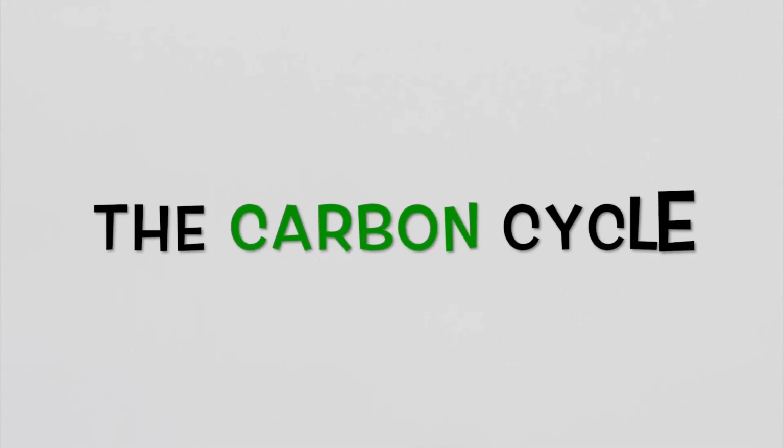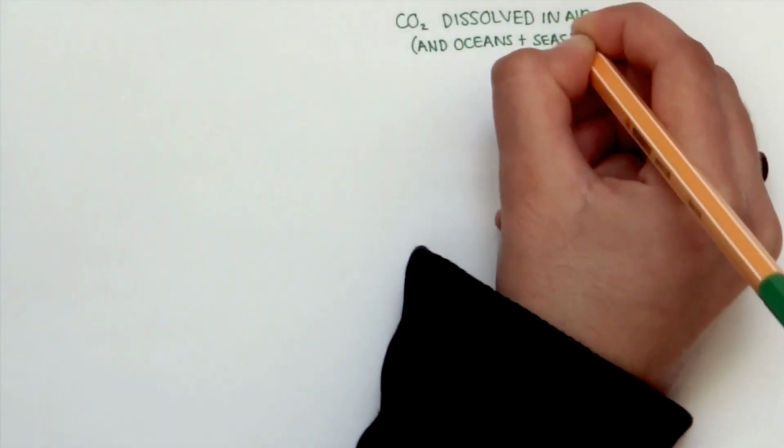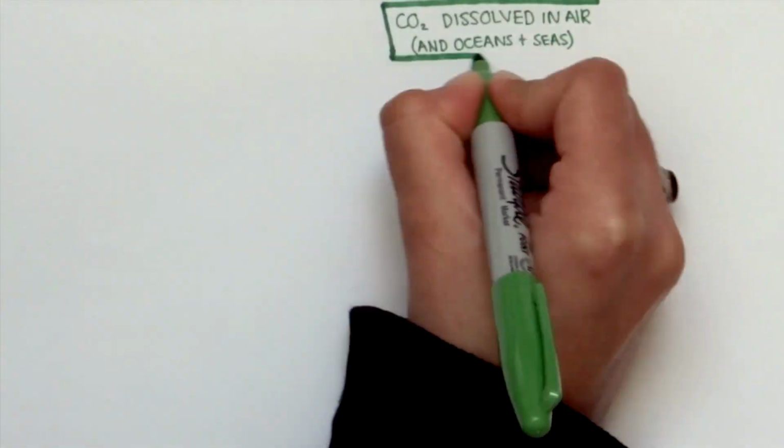The carbon cycle. The carbon cycle is a cycle that has been going on for millions of years. An atom of carbon is never destroyed. It just keeps on changing the atoms it's combined with as it goes through the carbon cycle. There is lots of carbon dioxide in the air, and there is even some in the oceans and seas.